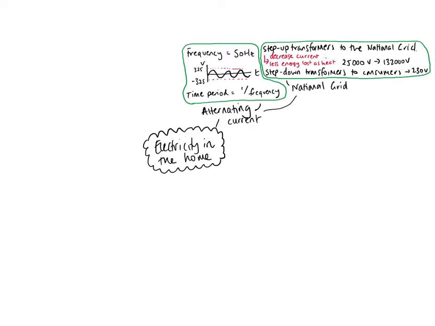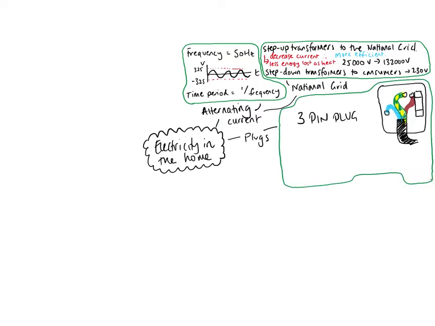The reason we use a step-up transformer is to decrease the current, and what that does is it means less energy gets lost as heat. It makes transporting the electricity across the national grid far more efficient. So of course, by the time it reaches our house, we need to know all about plugs. So here's my drawing of a 3-pin plug, and you need to know all about the different wires, but also this thing here called the fuse.